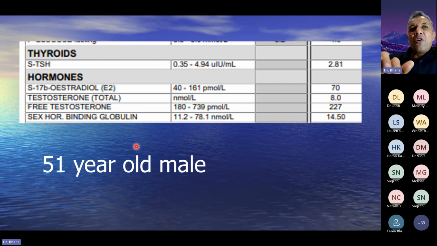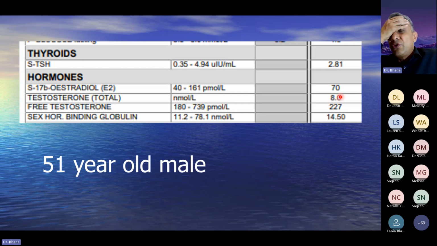So he's a 51-year-old male patient, has got a boob, thyroid's fine, had a bit of a fatty liver. The rest of the indices were all good, no prolactin issues, not on any antidepressants, comes to me with a testosterone level at age 51 of 8. Now the GP had sent him to me, so we've got a before one as well.